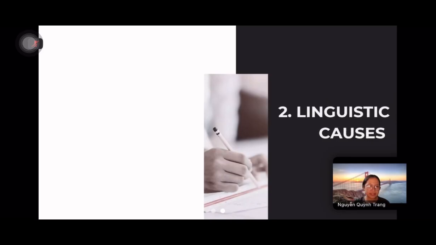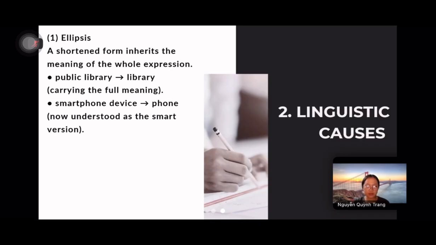Next cause is linguistic. This is a factor acting within the language, connected with the system of language. Ellipsis: a shortened form inherits the meaning of the whole expression. Public library shortened to library, and both are still meaningful. The second word is smartphone, shortened to phone, now understood as the smart version.